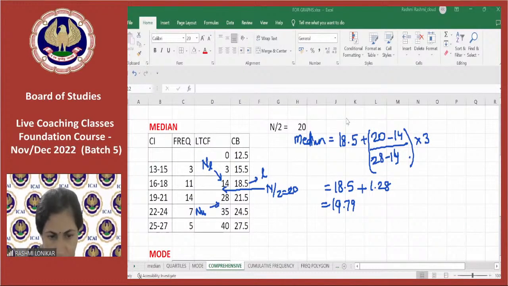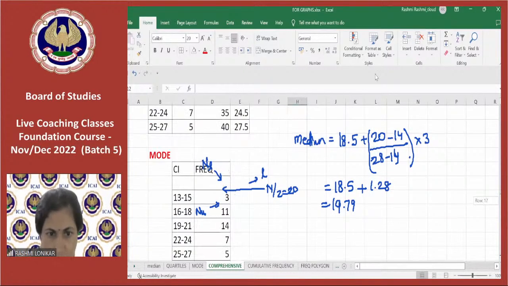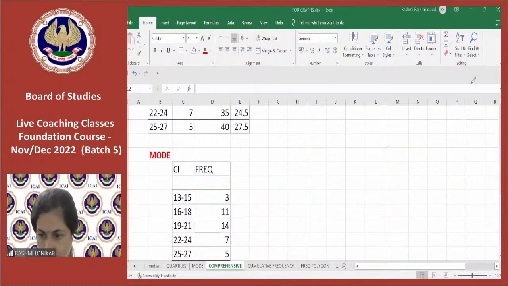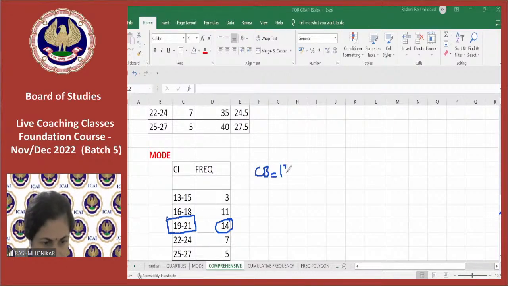Now let us find the mode. Now in mode, what do I do? I will directly see which is the class with the highest frequency. So 3, 11, 14, 7, 5. So which is the class with the highest frequency? 14. So this is the class. So what will be the class boundaries here? Class boundaries will be 18.5 to 21.5.